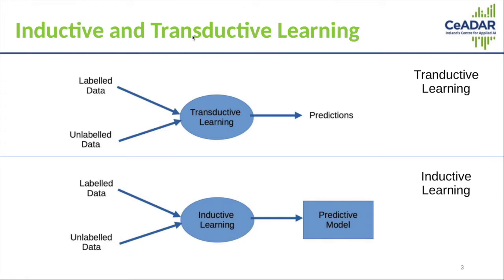When people talk about semi-supervised learning, they generally divide it into two different categories. So there's inductive learning and transductive learning. So inductive learning, as you can see in the diagram here, works quite similarly to supervised learning. You take labeled and unlabeled data, and using a training process, you end up with a predictive model which can give you predictions on future unseen data. This works for both classification and regression problems.